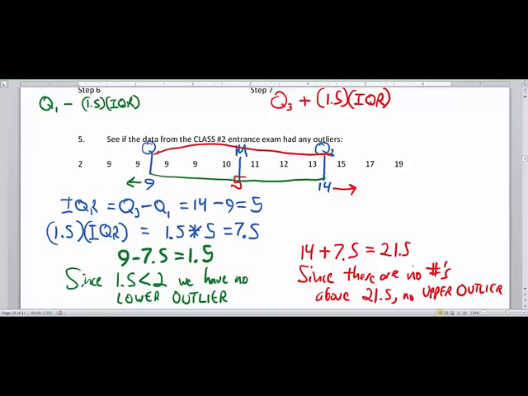Outlier. And that's how we do an outlier check. So if this 19 was maybe a 22, which would have been kind of weird since this is only a 20-question quiz, but if it was a 22, then that 19 would definitely be an outlier.